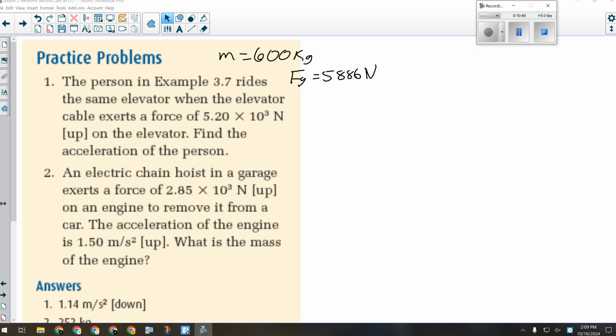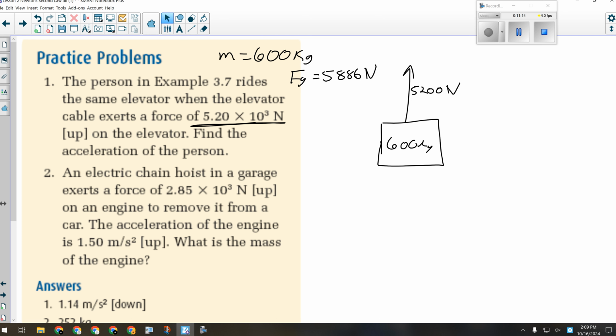Okay, so what's different about this situation? Which way does the elevator go here? It goes down, right? It goes down because the force up is now less than the force down, right? We're told in this one that the upward force, or the tension in the cable, is only 5,200 newtons. Okay, still a 600 kilogram elevator, and then that means that this force is still the force of gravity of 5,886 newtons.